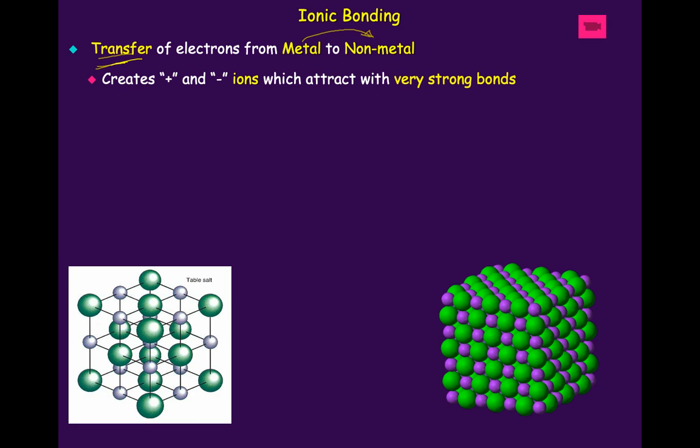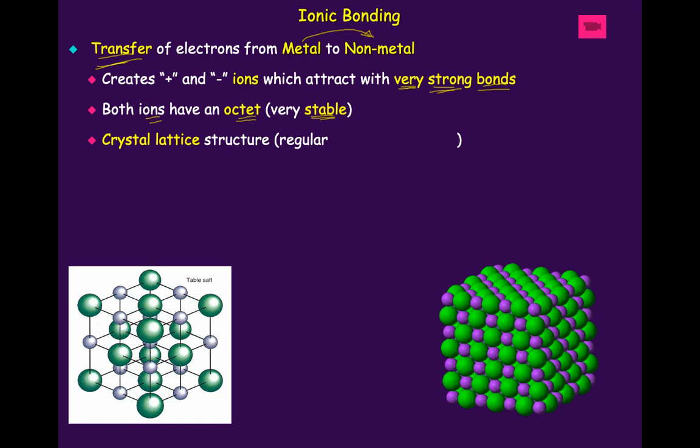Once this creates a plus and minus ion, they're going to attract each other in very strong bonds over a three-dimensional crystal structure. Both ions are going to have an octet in this case, which is very, very stable. There are different crystal shapes. We're not going to go into too much detail in this class on crystal shapes, but you end up getting into a crystal lattice. A lattice is a regular geometric arrangement of ions, and each ionic compound has a specific crystal structure based on the size of the ions, how they fit together, how they attract.